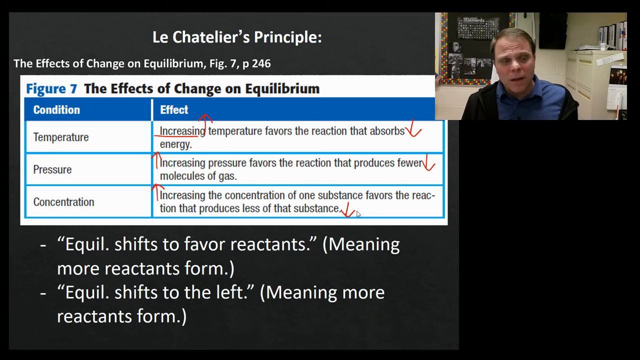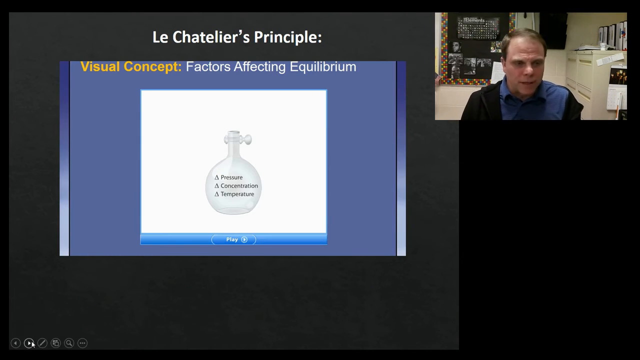We also sometimes say that it shifts to the left. That means that more reactants are forming. So if I say shift to the right, more product. Shift to the left, more reactants. That's the terminology we use for shifting.